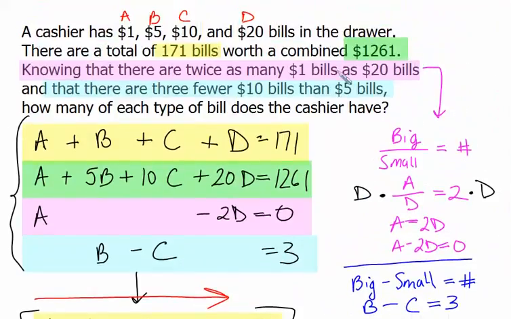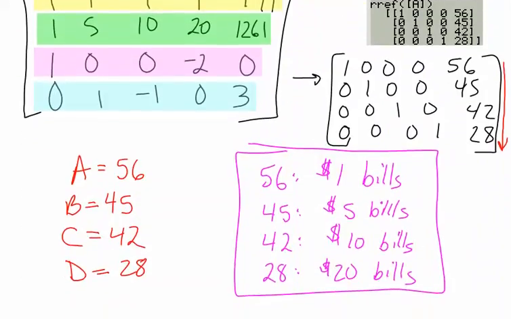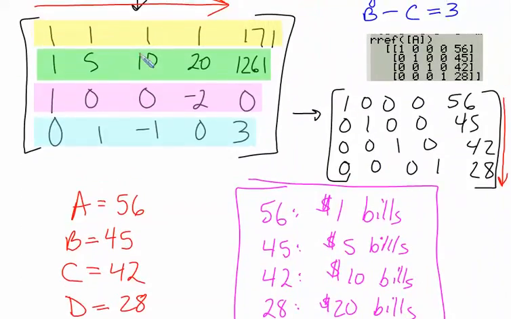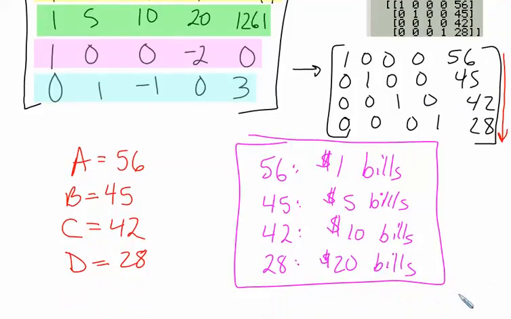Look for each piece of information, form an equation, take our system of equations and turn it into a matrix input, go to our calculator and get the output, and then interpret our answer. If you follow those steps, systems of equations word problems really shouldn't be that bad.